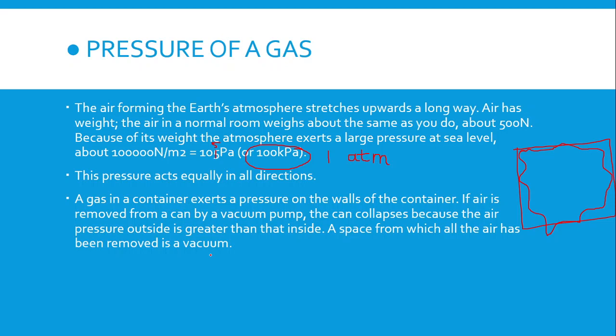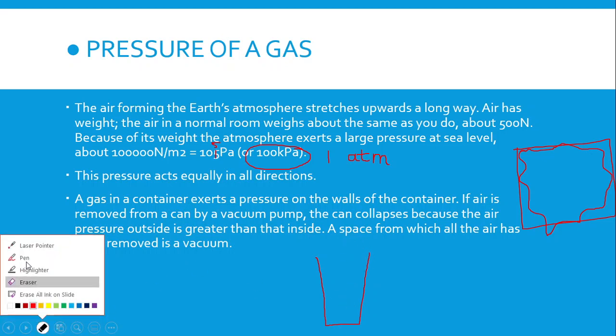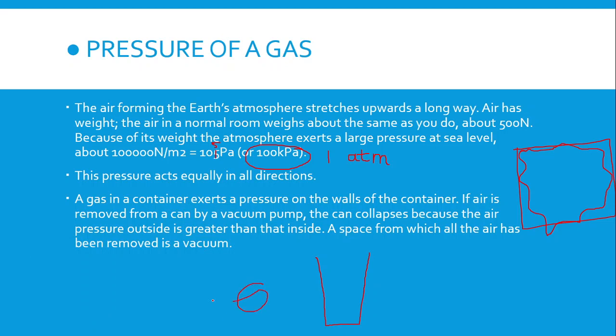If air is removed from a can by a vacuum pump, the can collapses because the air pressure outside is greater than that of the inside. A space from which all the air has been removed is called a vacuum. If you have an empty glass just sitting on the table, the reason it doesn't collapse and just stays how it is, is because the pressure outside the container is equal to the pressure inside the container.